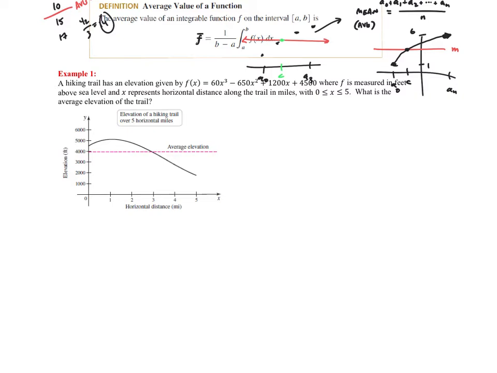Okay, so we can see clearly that it's right about 4,000, right? But we could find the average value of f of x by taking, we'll call it f bar, 1 over b minus a, which is 1 over 5 minus 0, times the integral from 0 to 5 of f of x dx.